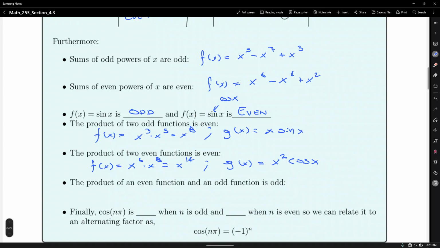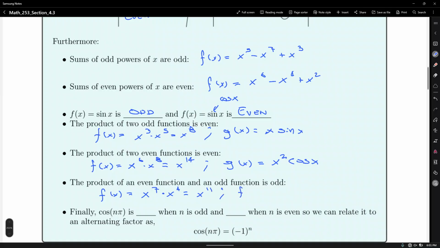The product of an even function and an odd function is odd. So guys, this goes with the same parity as numbers. 2 times 3, the product of it, is odd. So f of x equals, even and odd, it's odd. So that is x to the 7 times x to the 4th. What is that equal to? x to the 11, which is an odd function.